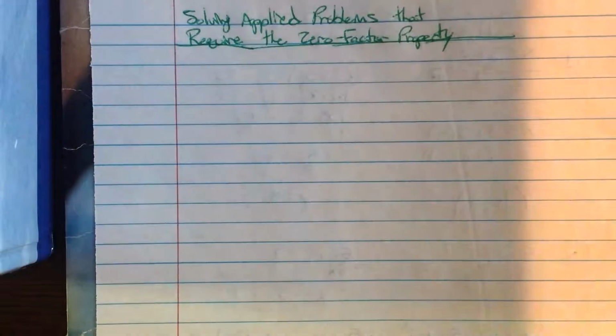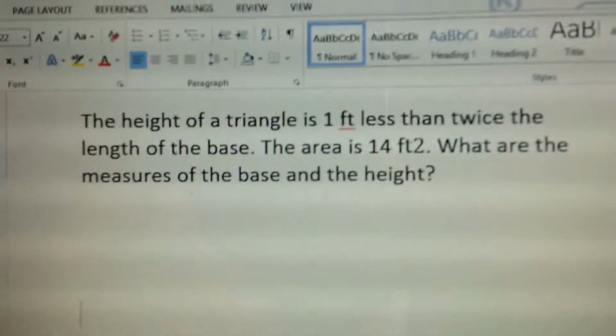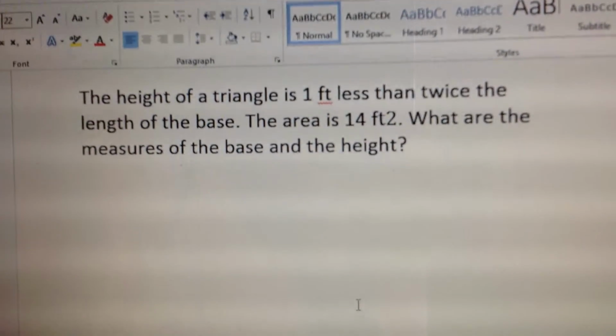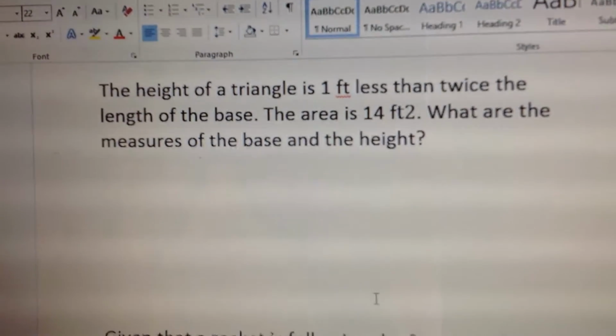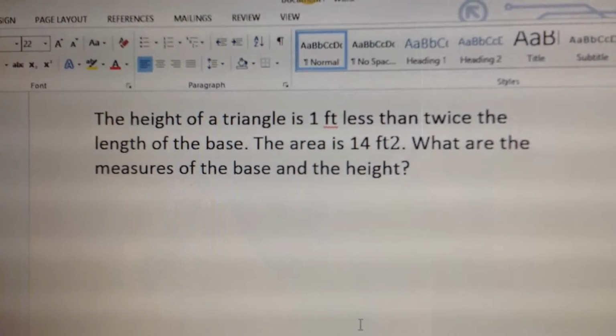Solving applied problems that require the zero factor property. So we're going to do two problems. Let's look at the first problem. The height of a triangle is 1 foot less than twice the length of the base. The area is 14 feet squared. What are the measures of the base and the height?